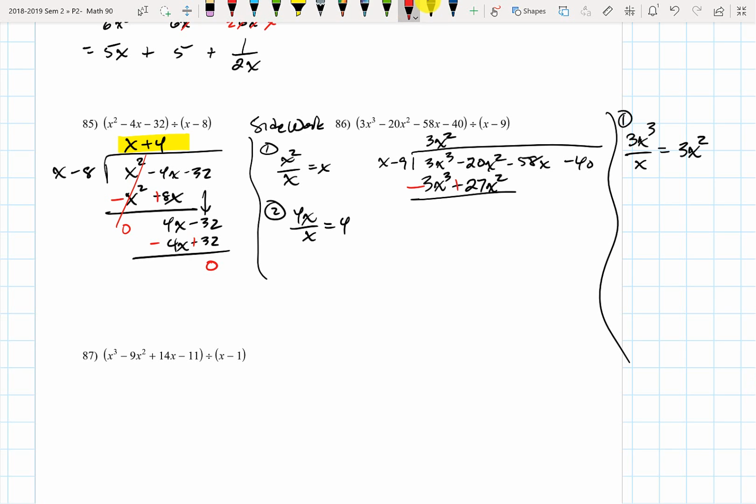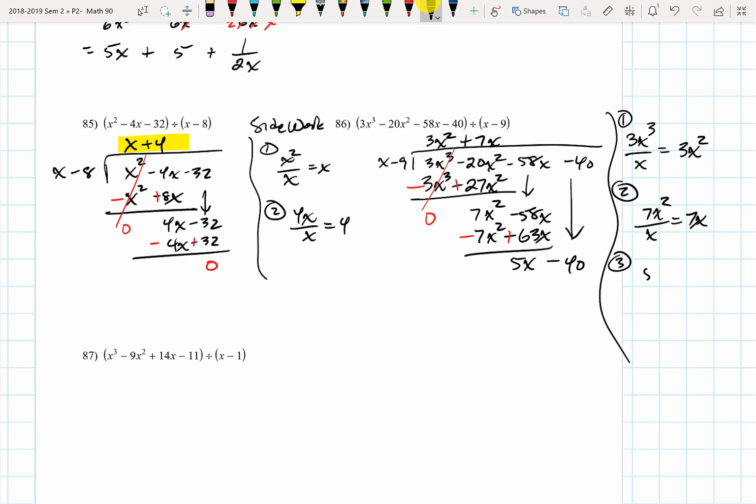Add the opposite, or change the signs and add, same thing. And you get a remainder of 7. 27 minus 20 is 7, so you get 7x squared, and then bring down this minus 58x. And now repeat, step 2. 7x squared divided by x is 7x. So put that up in the quotient, multiply. 7x times x is 7x squared. 7x times negative 9 is negative 63x. Change the signs, or add the opposite. And 63 minus 58 is 5, so you get 5x here. Bring down the minus 40.